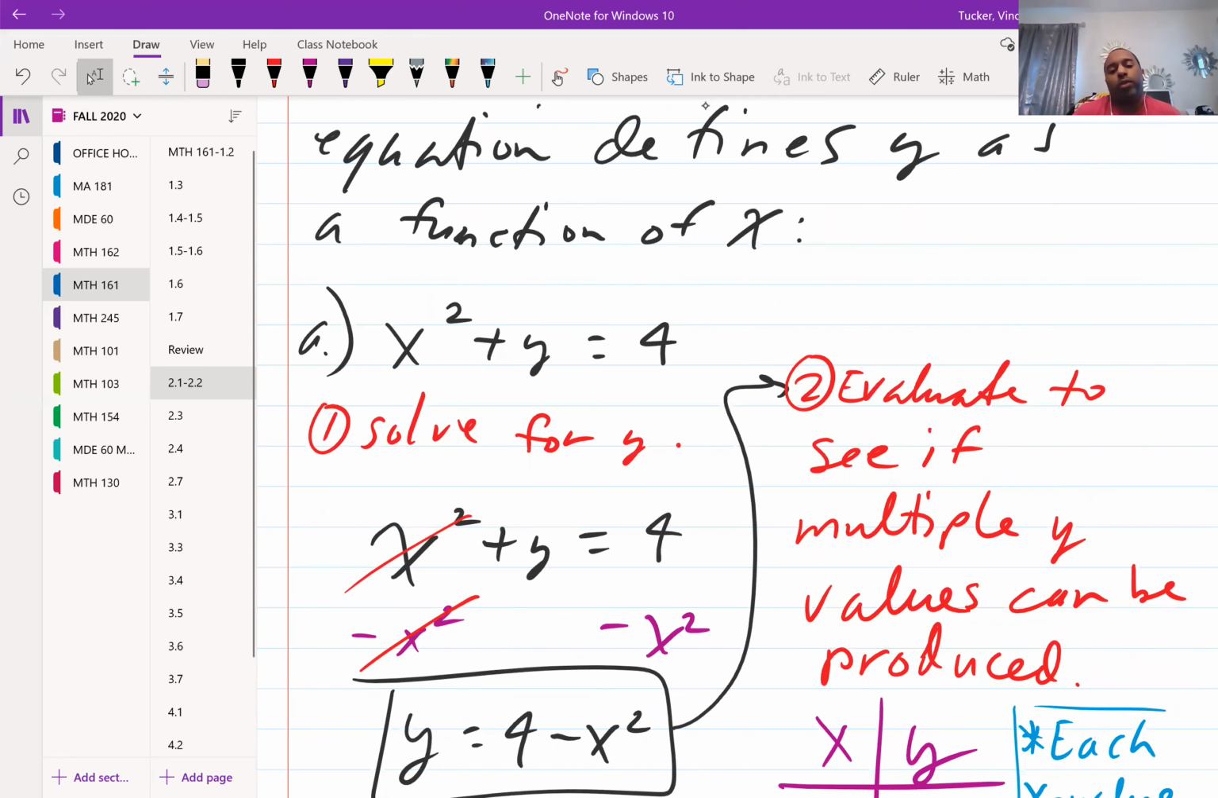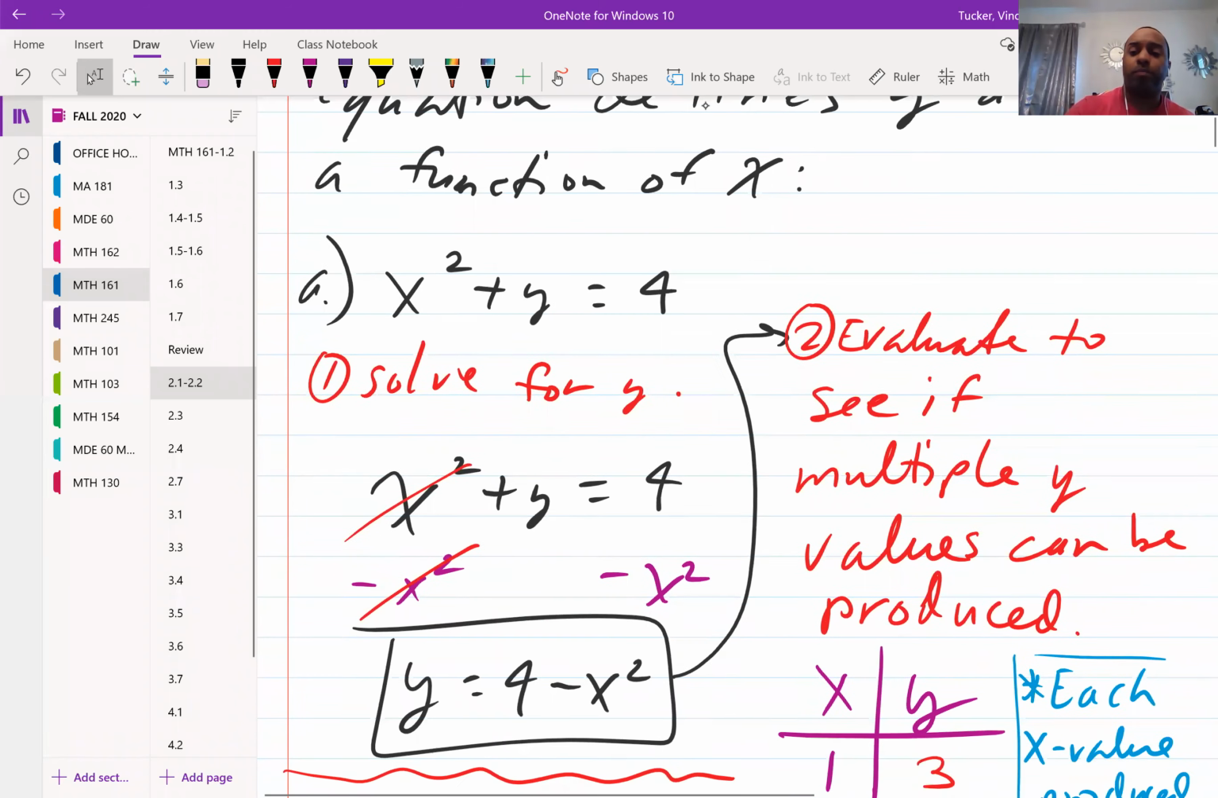And step 2, we want to evaluate to see if multiple y values can be produced. And that'll be easier seen when we look at the next example, what we mean by that. But you want to see if multiple y values will be produced when you plug in an x value. Remember, you cannot have a value from your domain going to multiple values in your range. So in other words, you cannot have an x value produce multiple y values. And so that's what we're going to look for.